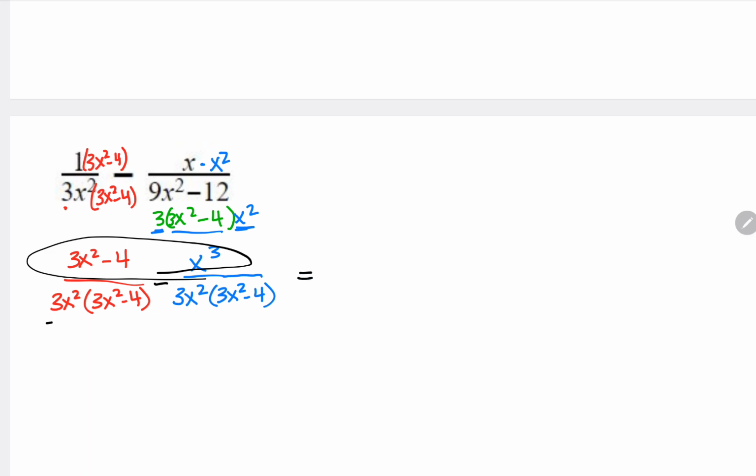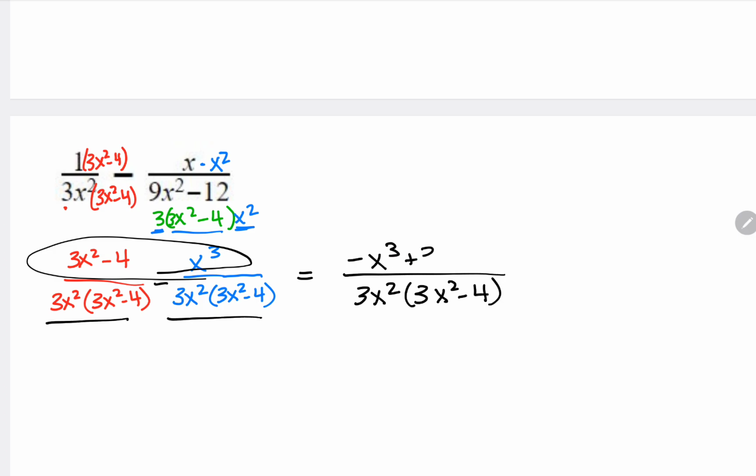And now that we have common denominators, we can combine those numerators together. So when I combine those numerators, I have a negative x cubed, a positive 3x squared, and a negative 4. Now we look to see if anything can be factored, to see if anything cancels out. But that numerator cannot be factored, and so this is our final answer.